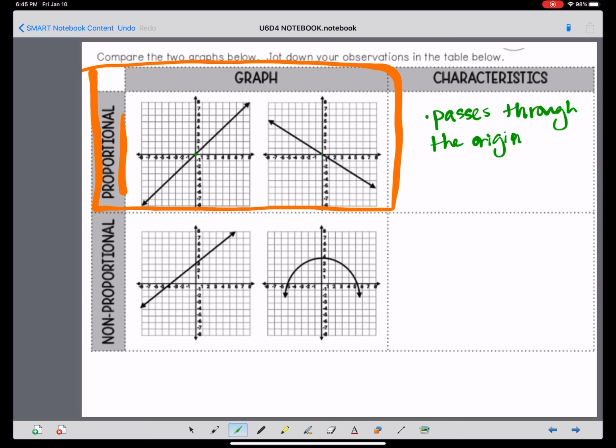Origin. Man, spelling is so hard for me right now. And then let's put 0, 0, just so that way we remember what it's called. Now, another thing that I notice here is that there are two straight lines. That is also called linear in math when you go to graph. Those straight lines are known as linear graphs. So let's put that they both have a straight line.